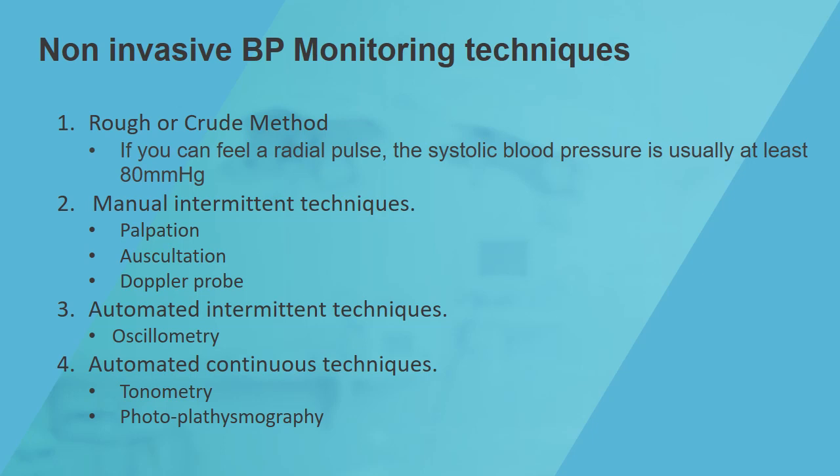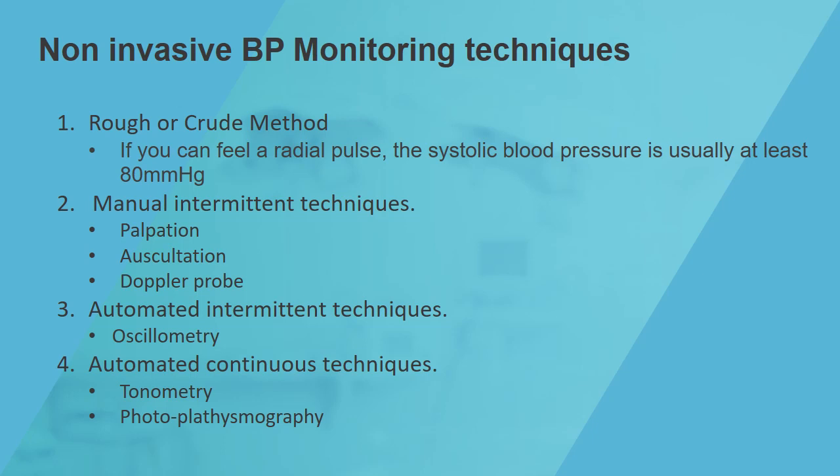So this is a crude method, and we can utilize it just when the patient arrives in your workplace, in your ICU, or anywhere you're working. Whenever you've received the patient, and if there is no monitor with the patient, you can just feel the pulse and have an idea of the perfusion and the blood pressure. Manual intermittent techniques have 3 techniques further, starting with palpation, auscultation, and Doppler probe. We are going to discuss their principles and their limitations in the next slides.